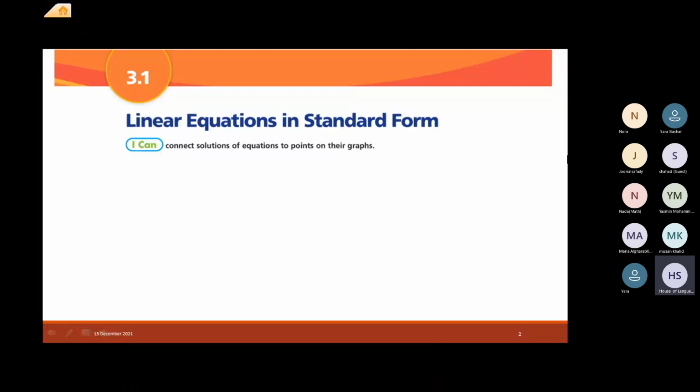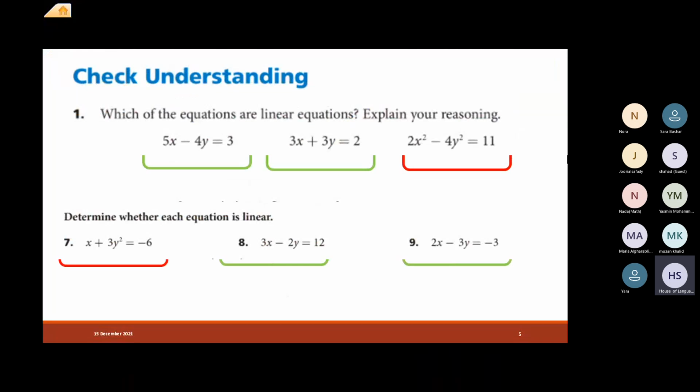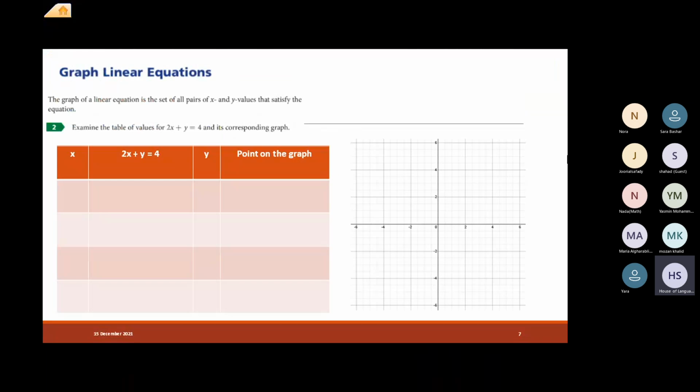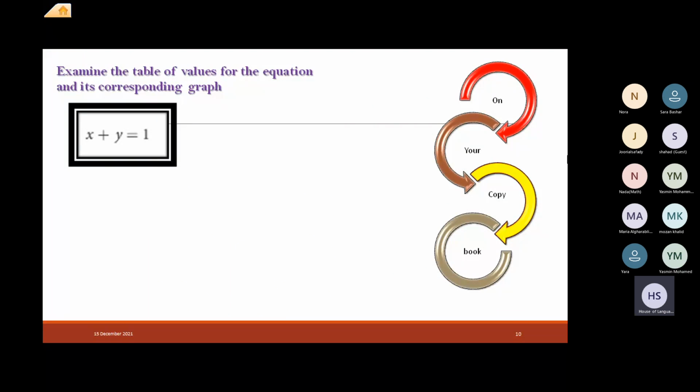Here we started with the linear equations in standard form, and I told you that you have this homework. I will solve it now with you in order to check your answers and your mistakes. I will check it after the class, but let's see now, girls.